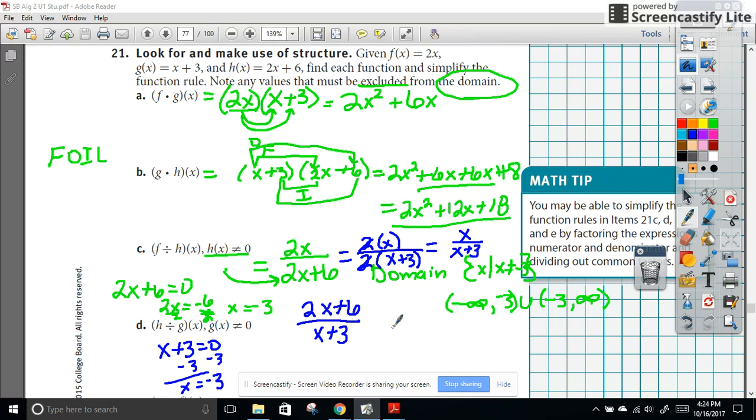So our domain would be the same thing. I would say our domain is x such that x does not equal -3. Okay, that's the simplest way to write that domain.